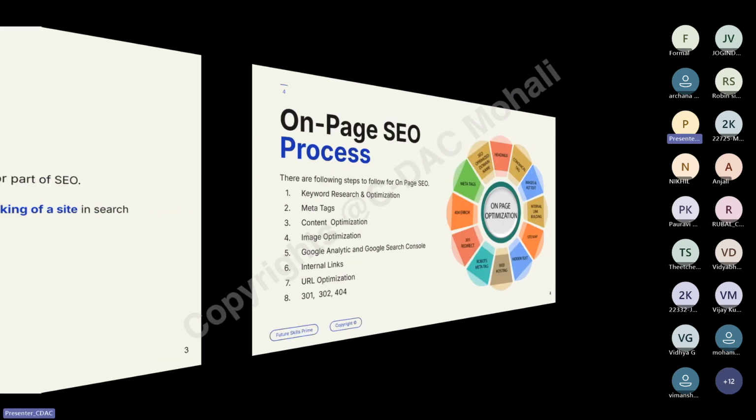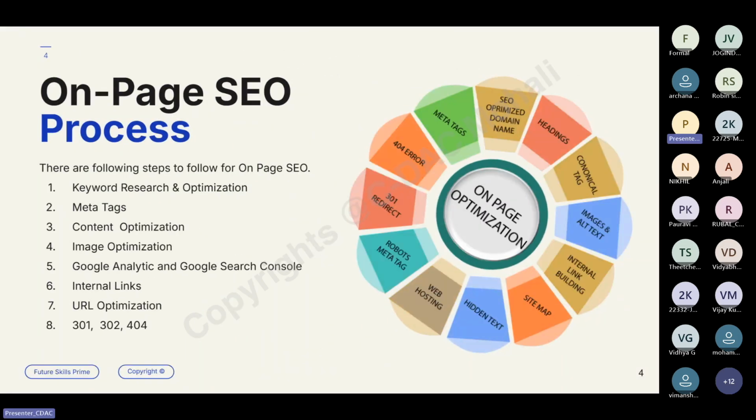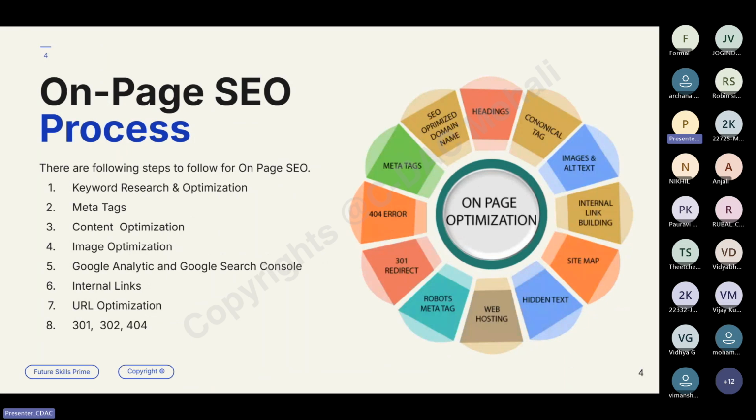And these are basically the on-page SEO process, how you have to perform on-page SEO. So first one is keyword research and optimization. First, we will decide what our business is and in which field we are working. When we have a clear idea, then we'll find the keywords related to that business.